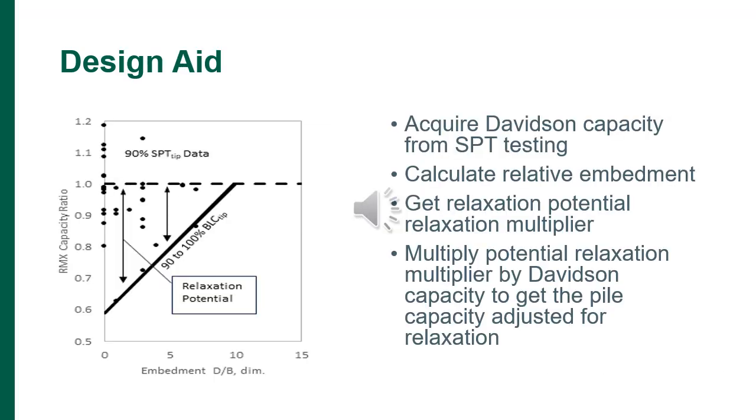So this is what a pile design process would look like going forward. First we would acquire our Davidson capacity from the SPT testing, which could be done in SPT 97 or Florida Deep. Then we can go and calculate our relative embedments for all depths, and then we can get our multiplier from the formula or from the chart. Once we have this multiplier, we can multiply it by the Davidson capacity, and we can get our worst case relaxation occurrence.